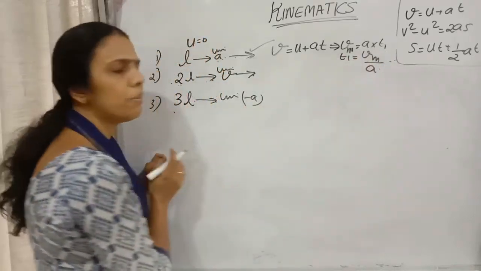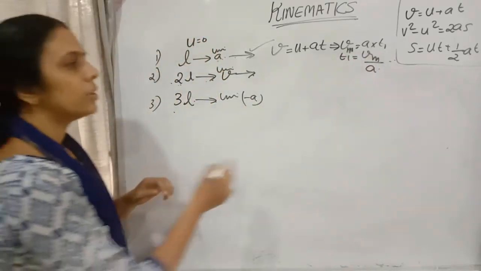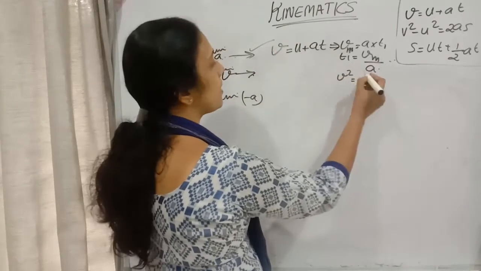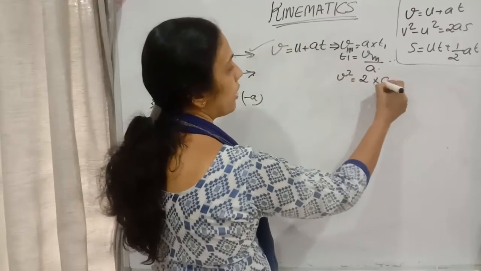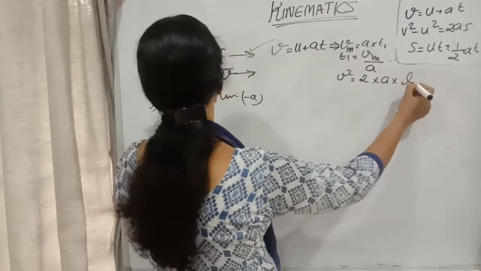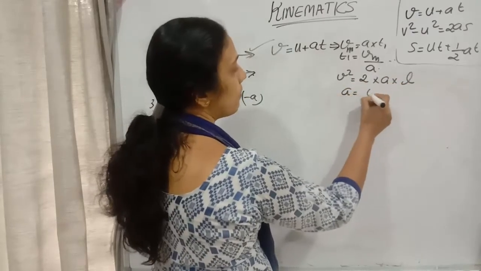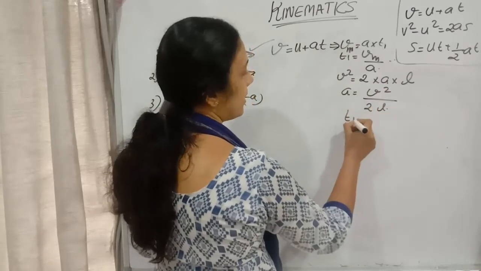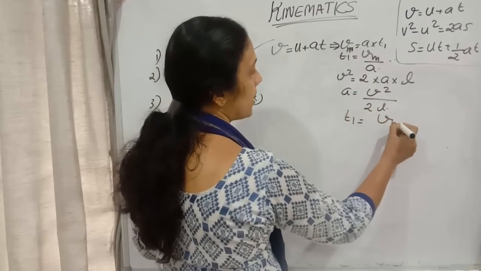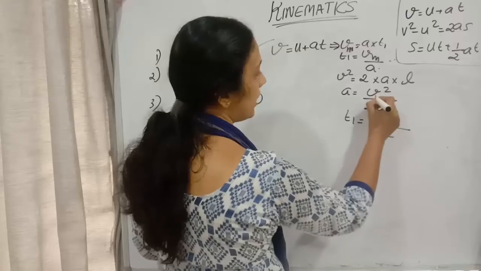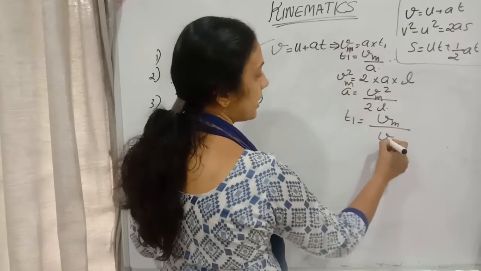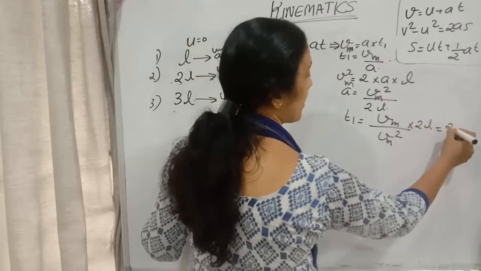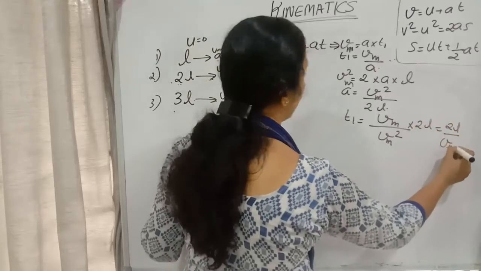Here, what will be the acceleration? So V square equals U square plus 2aS. U is 0, therefore Vm square equals 2a into S, and S is L. Therefore a is Vm square divided by 2L. Thus I can write T1 equals Vm divided by Vm square by 2L. So the final answer I got is T1 equals 2L by Vm.